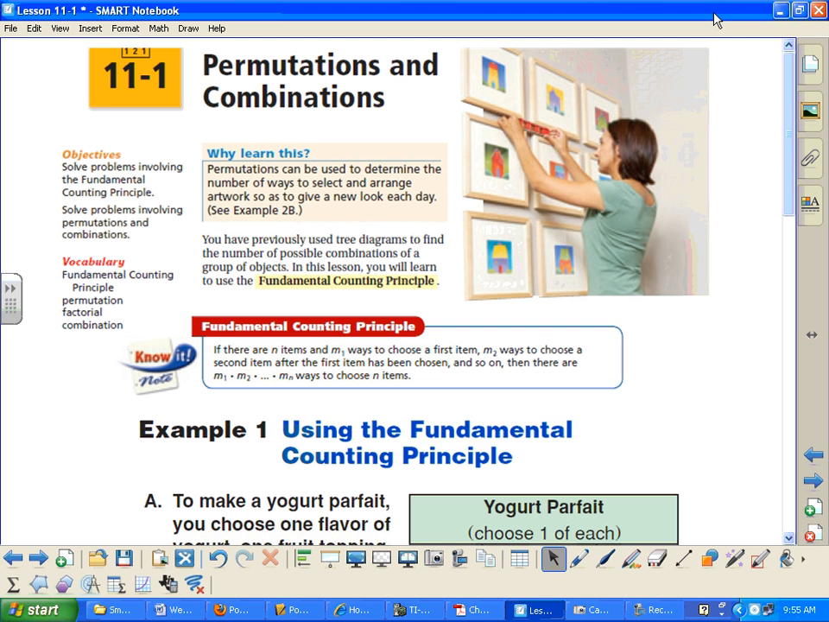So we're now doing chapter 11. We're going to do lesson 11.1, permutations and combinations. So we're going to solve problems using what's called the fundamental counting principle. And basically that tree diagram we were doing uses the fundamental counting principle. And then we're going to solve problems involving permutations and combinations. They're very similar, but there's one thing that's different about them that we'll talk about. Okay?